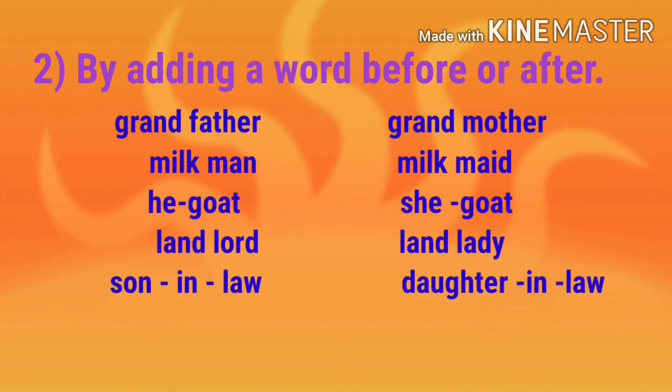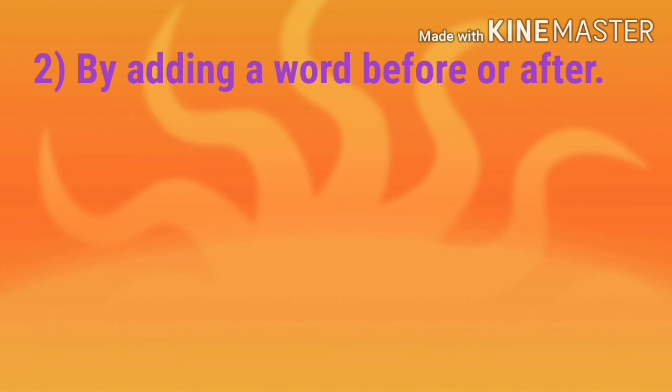Next one, son-in-law. Here which one shows the gender? Son. So we change it into daughter. Son-in-law, daughter-in-law. So the feminine of a compound noun is formed by changing that part which shows the gender. So we want to change the gender word.